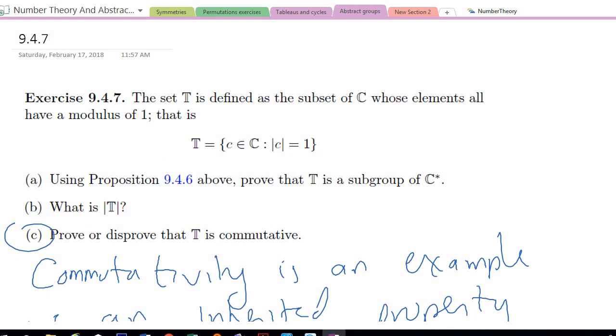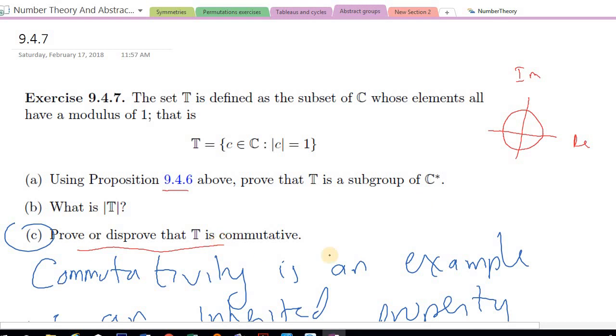All right, last one. Here the set T is defined as a subset of C whose elements all have modulus of 1. This is actually the unit circle in the complex plane. If you draw the complex plane and you take the real part and the imaginary part, all the elements of modulus 1 are going to lie on a circle. And if you remember complex multiplication, when you multiply two elements on the circle, it's just like adding the angles. So there's a proposition to prove that T is a subgroup of C star. I was going to focus on part C: prove or disprove that T is commutative.